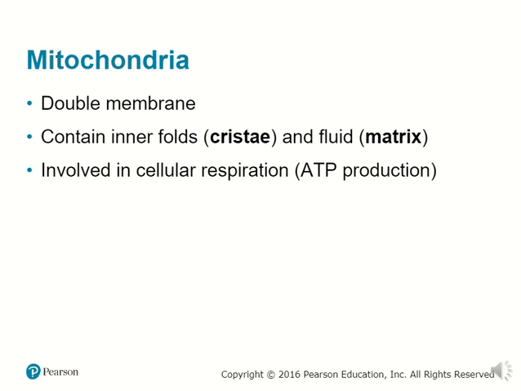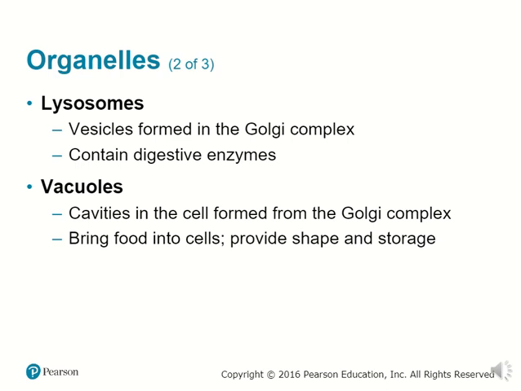Now there are mitochondria. This is where ATP is formed, ATP being the energy molecule that helps active transport. It consists of a double membrane and contains many inner folds called cristae, as well as a fluid matrix. The inner folds add a lot of surface area to essentially allow for a lot of ATP production.